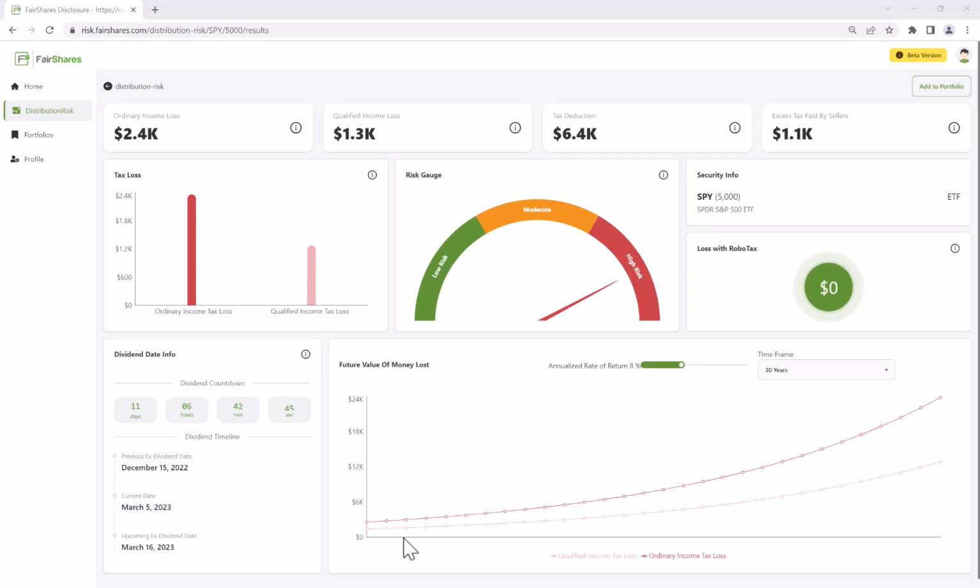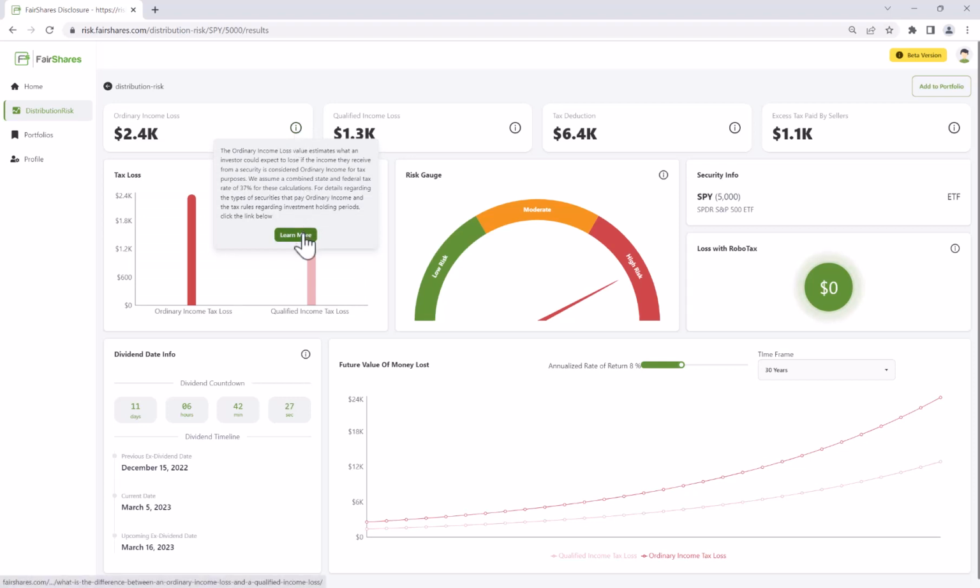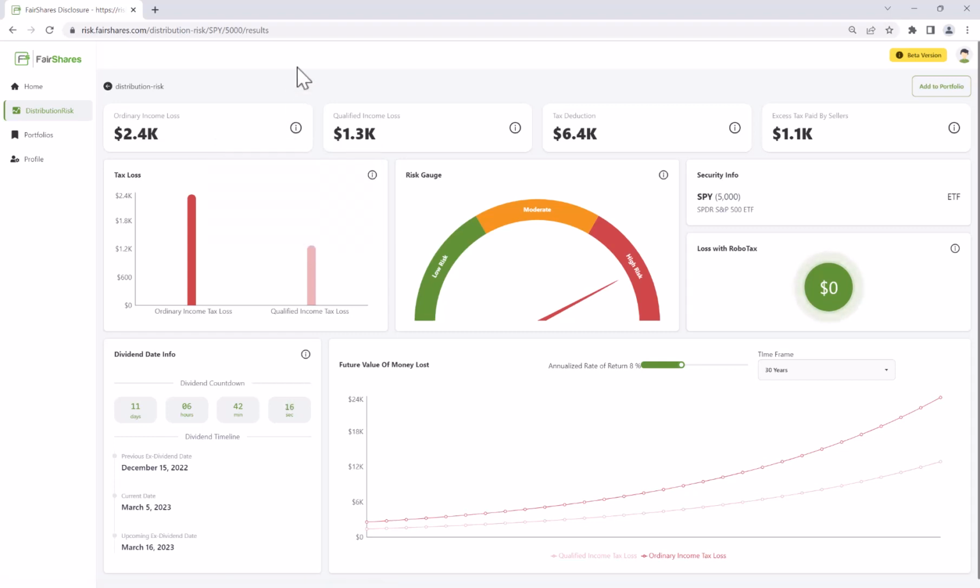So the first consideration you're going to need to make is, is the income considered ordinary? Well, that depends on the type of security. I've created little information boxes here where you can read a little bit more about this and the rates that we assume for these various income amounts. And you can click through to an article that I've written that goes into detail on ordinary income versus qualified income taxation. I encourage you all to read that article. But for the sake of this video, I'll briefly explain it to you.